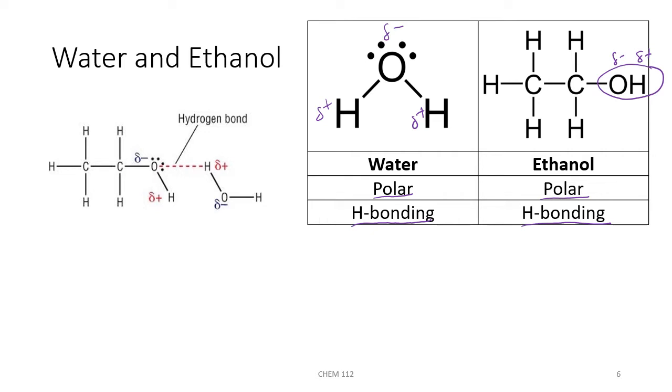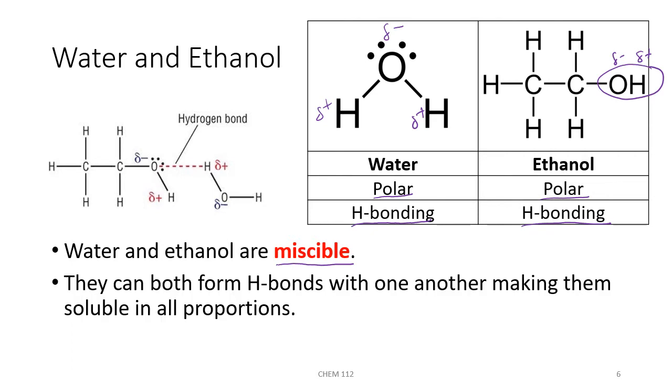Similarly, the water molecules moving into the alcohol will be caged by the alcohol molecules since they both contain hydrogen bonding. This means when water and ethanol are mixed, a solution will form. We say that they are miscible, meaning the two will mix together in any proportion. This is because they both can form hydrogen bonds with one another.